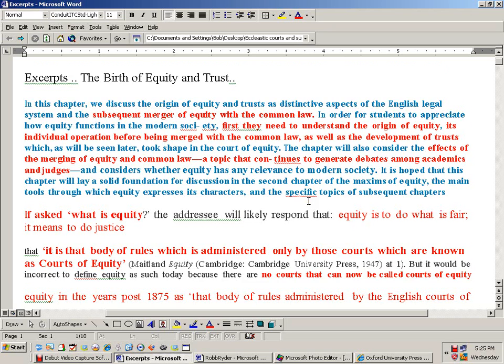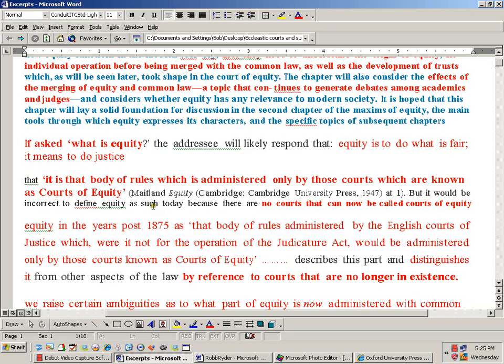Okay, so basically, if asked what is equity, the addressee will likely respond that equity is to do what is fair. It means to do justice. It has nothing to do with money. It doesn't have anything to do with negotiable instruments. It has to do with what's fair and what's just. That it is a body of rules administered only by those courts which are known as courts of equity. Okay, so it's a body of laws from a court known as a court of equity. But it would be incorrect to define equity as such today because there are no courts that can now be called courts of equity. You're not going to go find a court called a court of equity. But that's the court that handles equity, so we need to find the court that's hiding the court of equity.